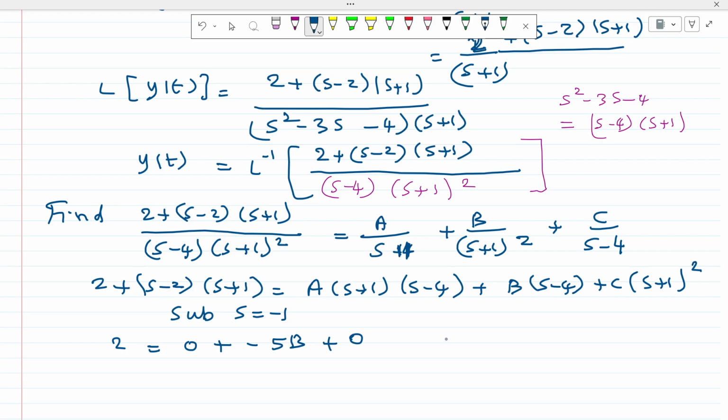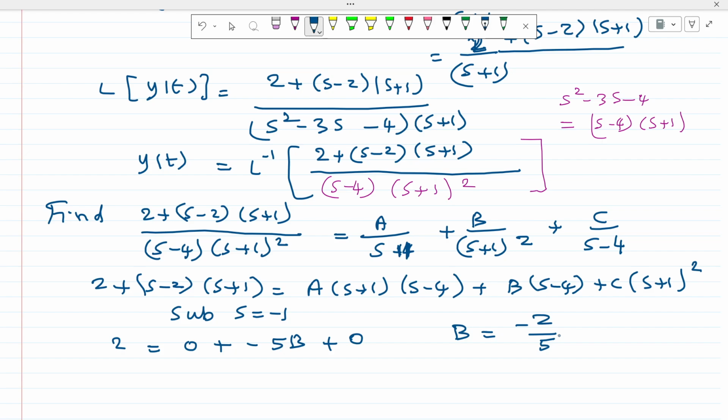So B equal to minus 2 by 5. B equal to minus 2 by 5.